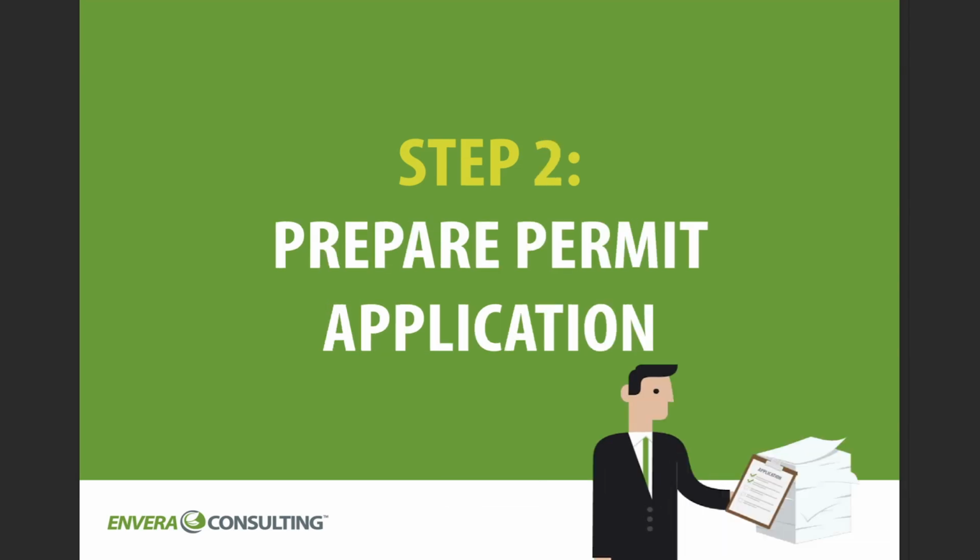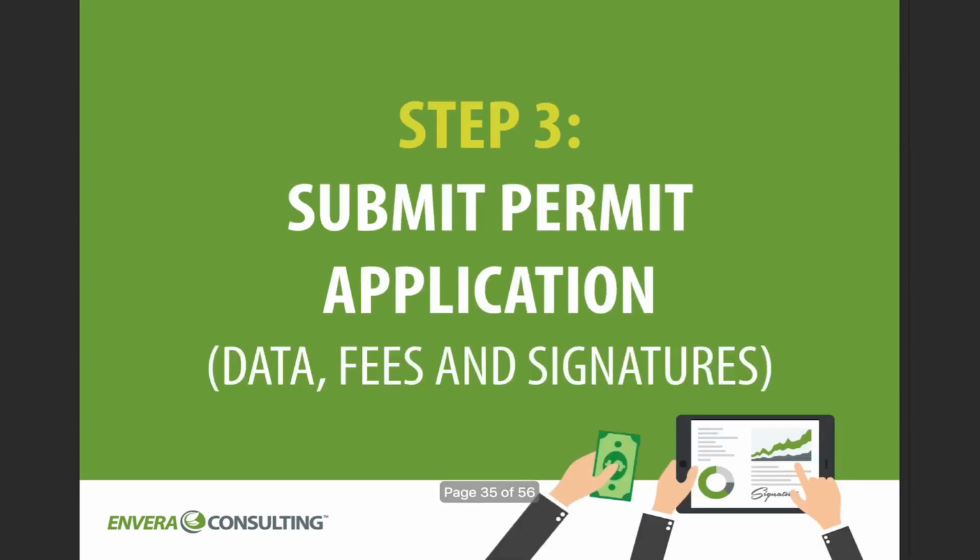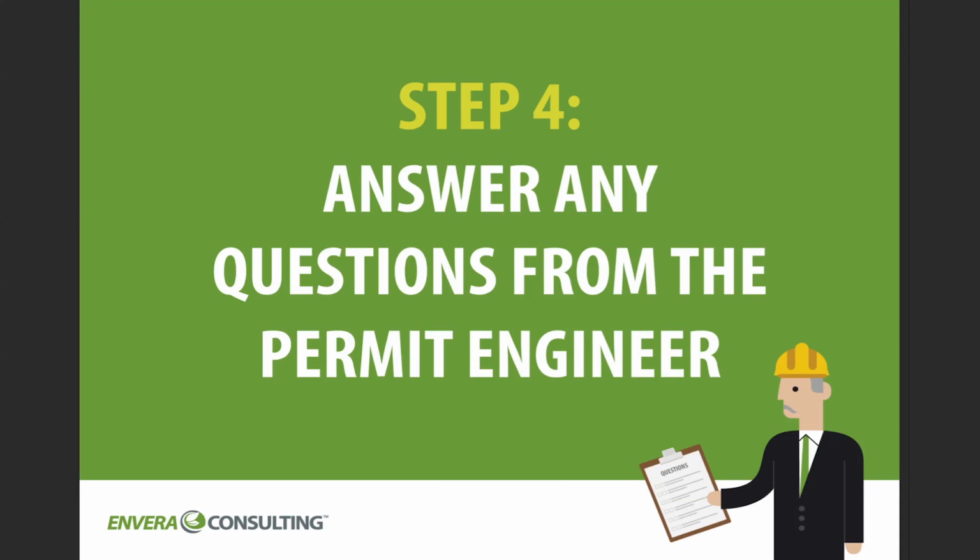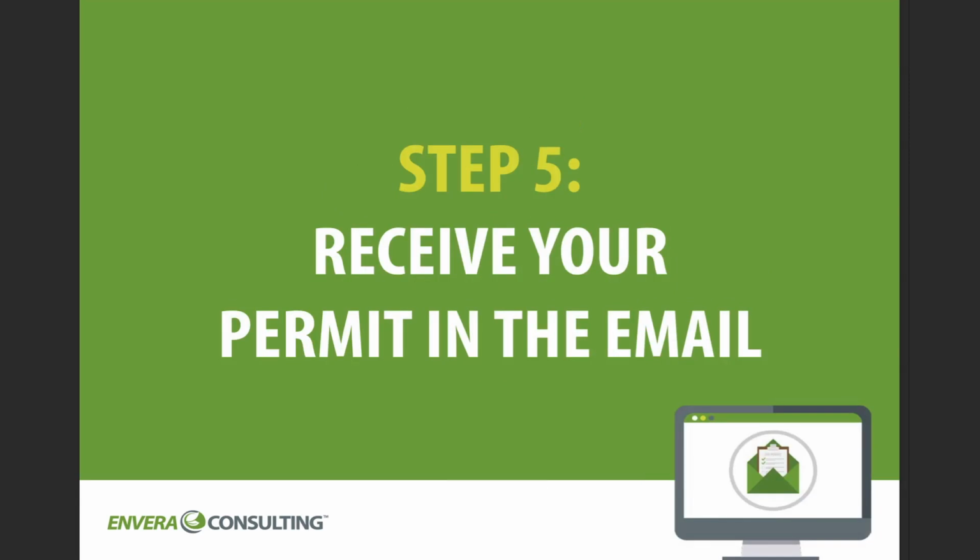Number 2, prepare a permit application. We're actually going to talk about how to prepare a complete permit application in Module 2. The 3rd step is to submit the permit application. That includes all of the data and the components of the permit application, the fees and the signatures, all of that. The 4th step is to answer any questions from the permit engineer as they go through and process this permit application. And then the 5th step is to simply receive your permit in the mail.